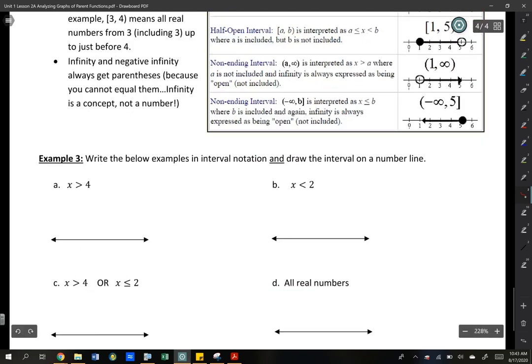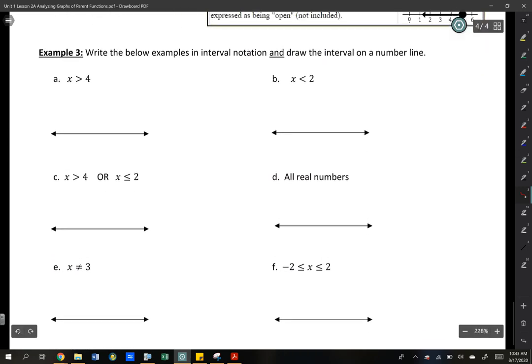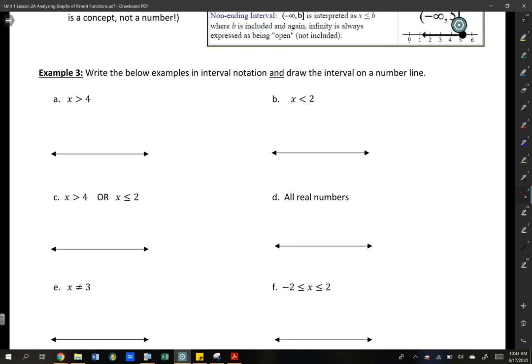All right, so let's do some examples here. We'll do A and B together, and then maybe you want to pause the video and try to do it on your own. So we're being asked to write the below examples in both interval notation and then draw the interval on a number line. In this first example, x is greater than 4, but notice it's not greater than or equal to 4, it's just greater than 4. So that means we're going to start at 4 but not include 4 and go to infinity, and infinity always has a parenthesis, not a bracket.